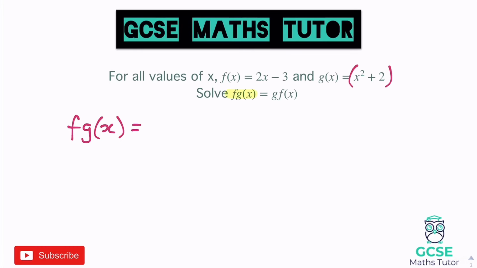And we'll put it into f. So we get 2 lots of x squared plus 2, and then we're going to take away 3. So there's an expression for that, which we'll tidy up in a sec. And then we've also got gf(x).